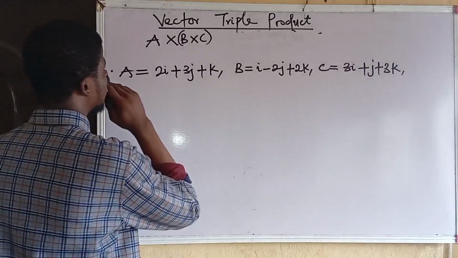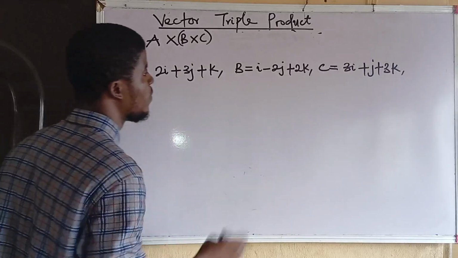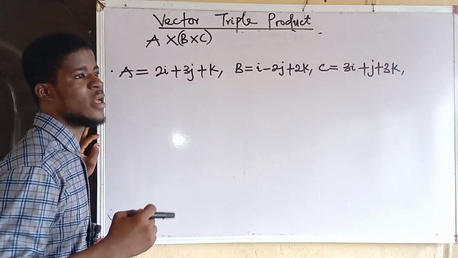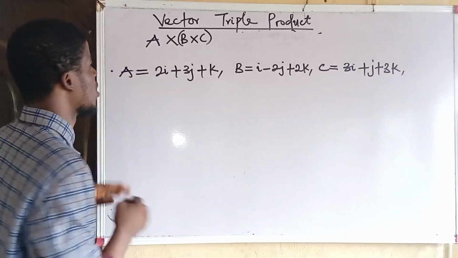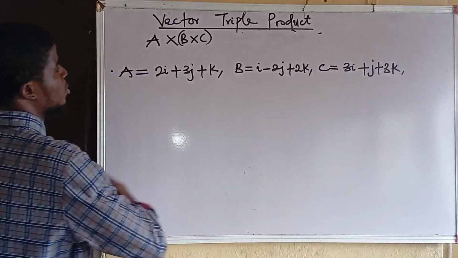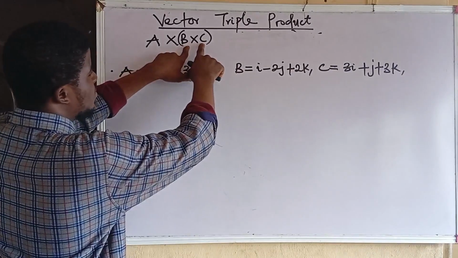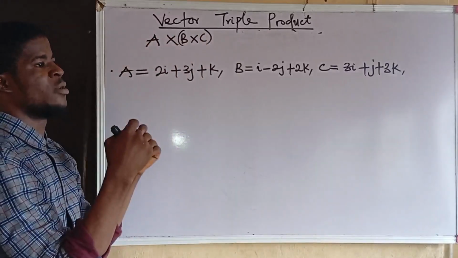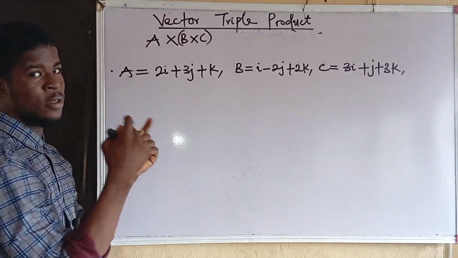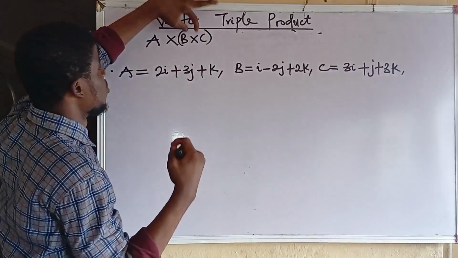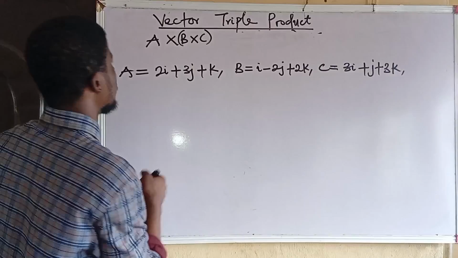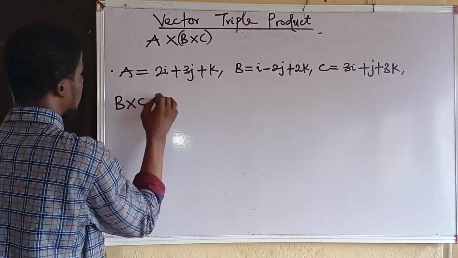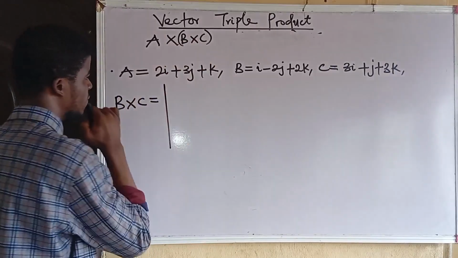If I have these three vectors, I'll remember how to calculate the cross product of vectors. In cross product of vectors, the determinant approach is what we normally use. First of all, I'll do the cross product of B and C first. Then I'll take that cross product with A and determine the cross product of A and the result of the cross product of B and C. You get me now? So let me do B cross C first. For B cross C, it is the determinant of this.